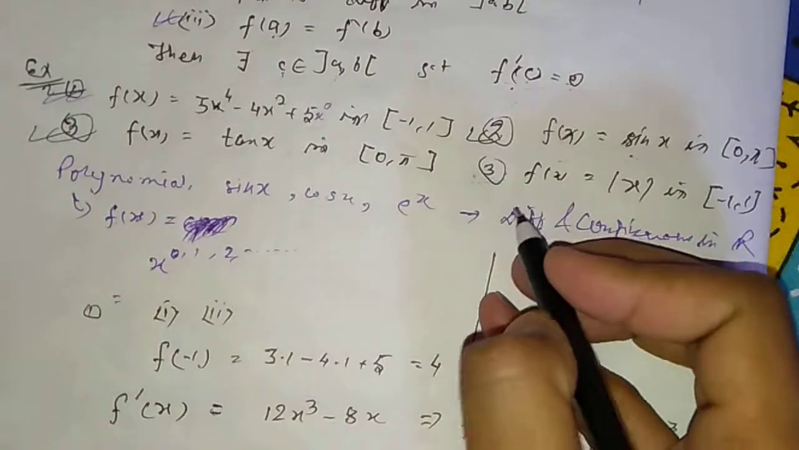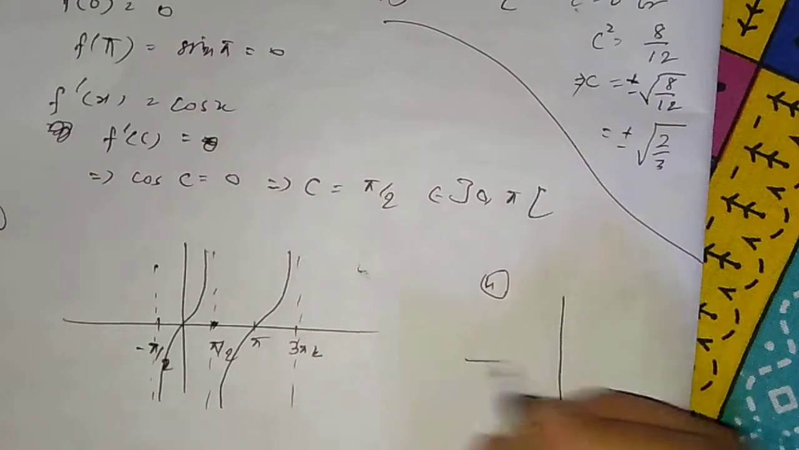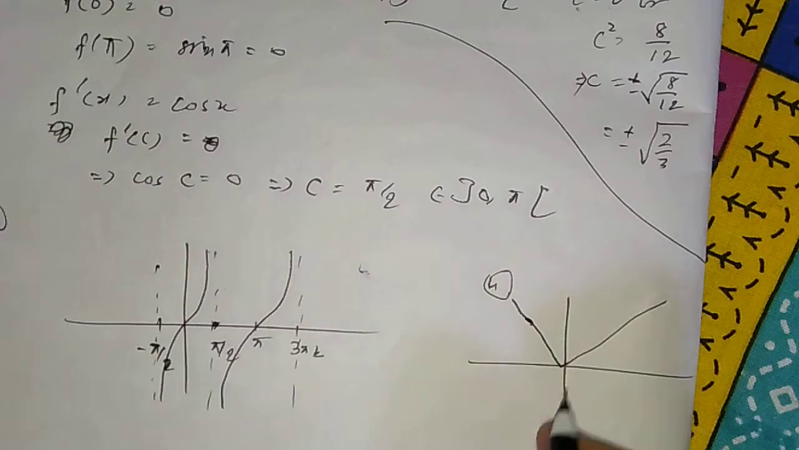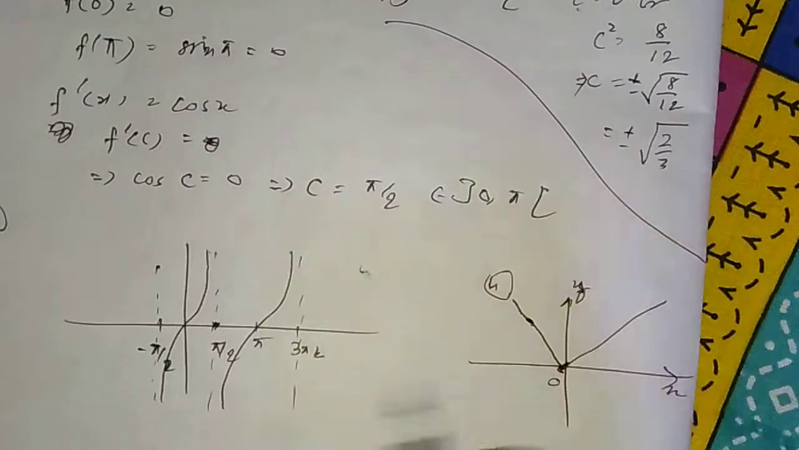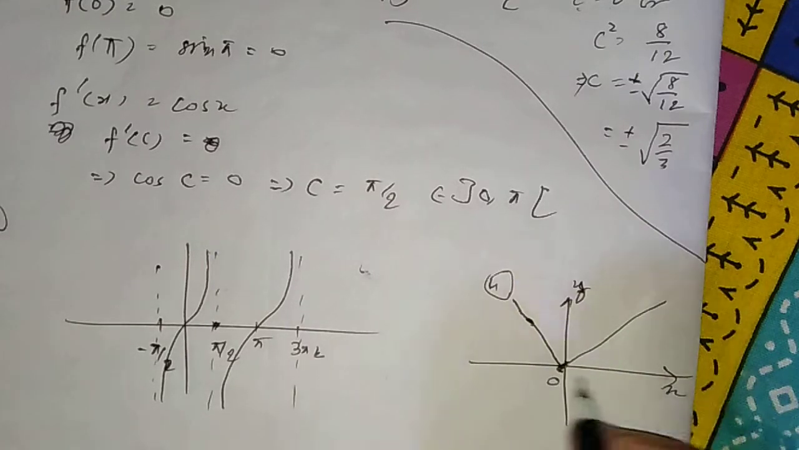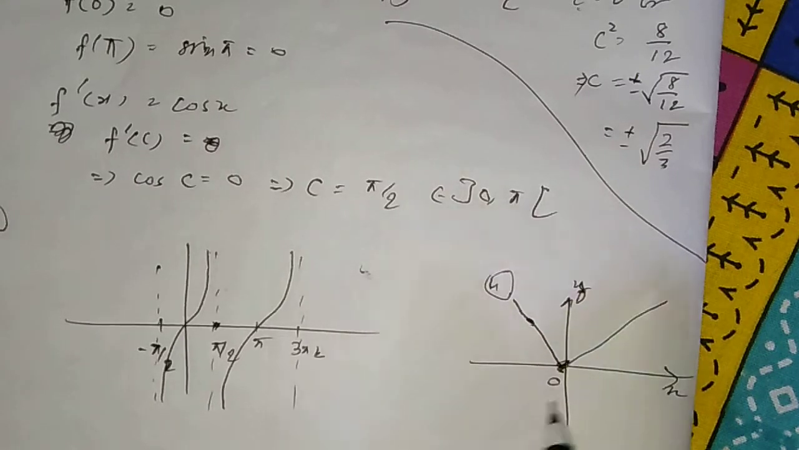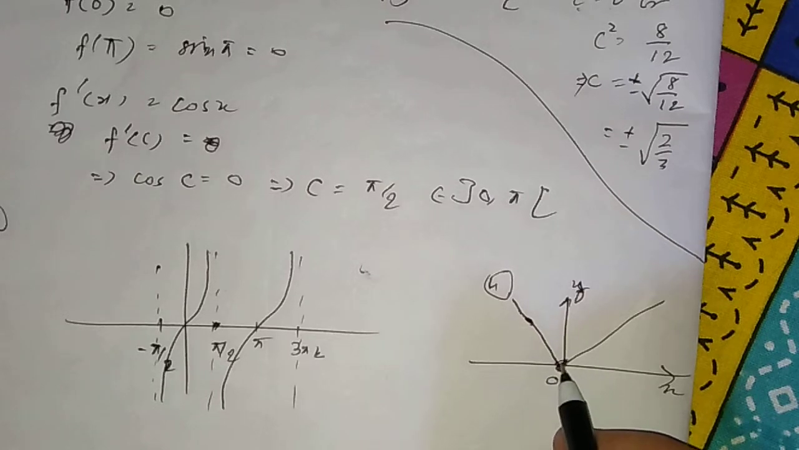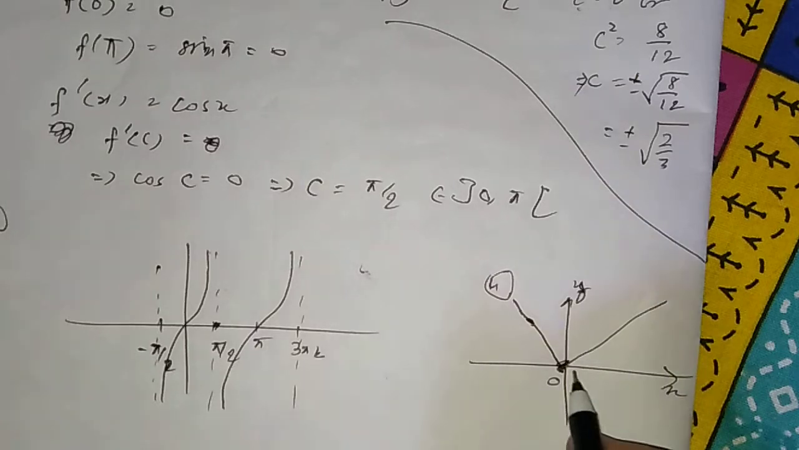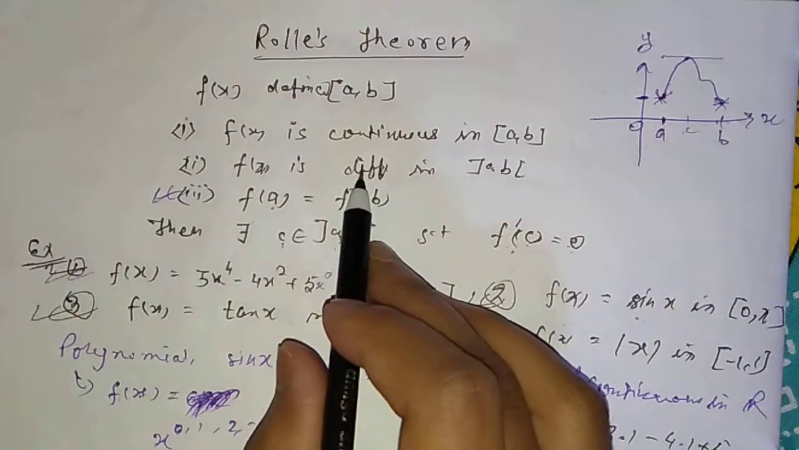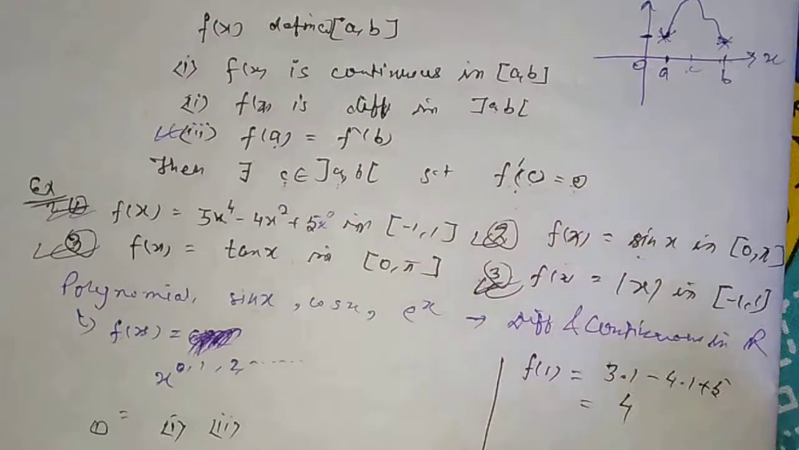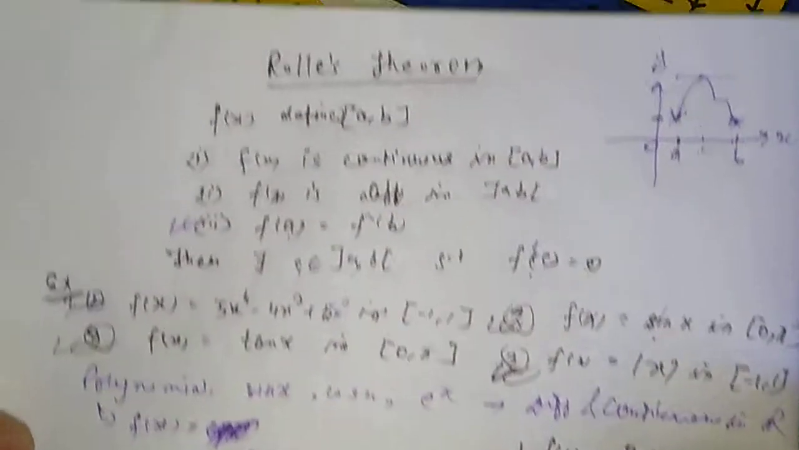Also, for example number 4 we can solve by graph, where the graph of the modulus function is like that, where this is the x-axis, this is the y-axis, and this is the origin. We can see that this function is continuous on the whole of R, but is not differentiable at the point 0, that is at the origin, because this curve makes a sharp corner at 0. So it is not differentiable at 0. So this example does not satisfy one property of Rolle's theorem, which is that f(x) is differentiable in the open interval. So this example also does not satisfy Rolle's theorem. So that's it for today. Thank you.